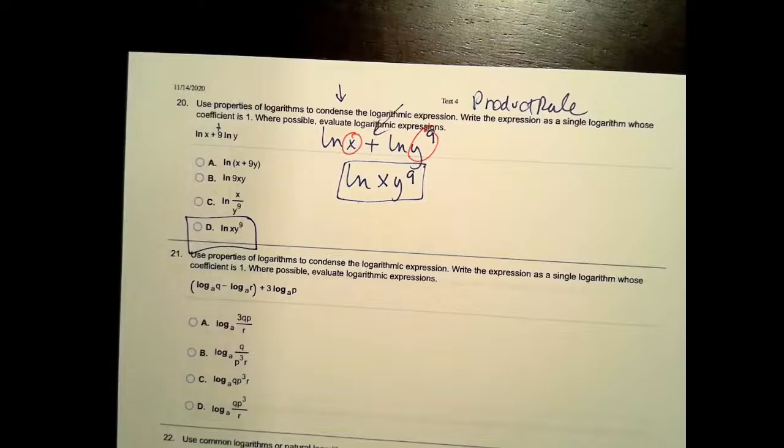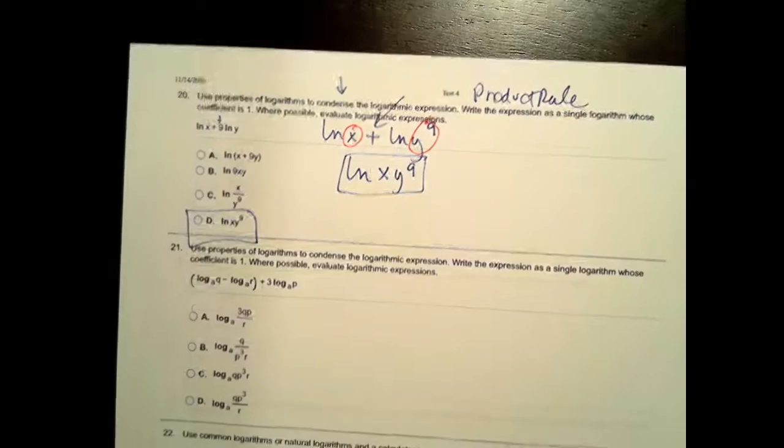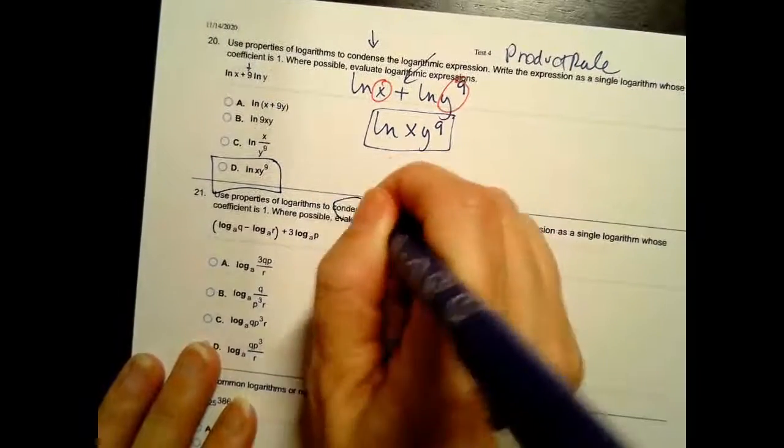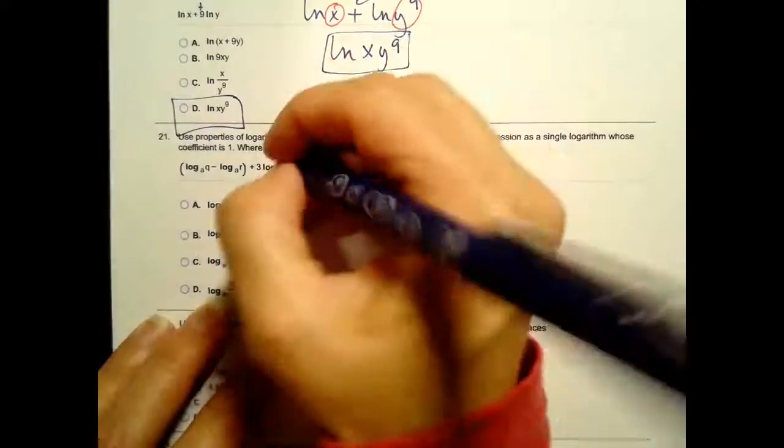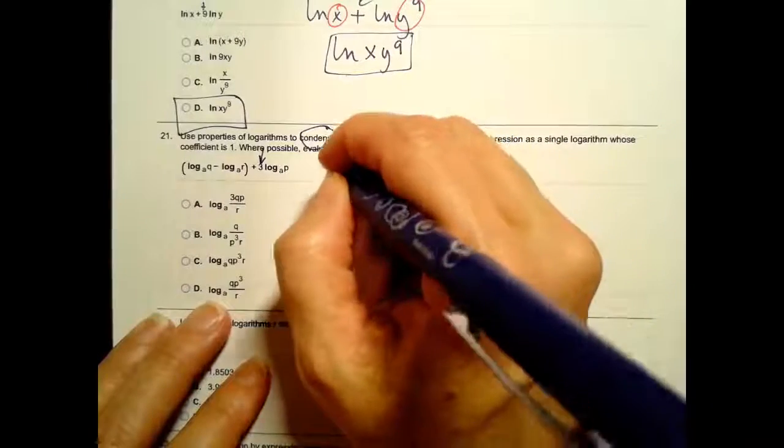Okay, so for this next one, we've got four things that we're going to be doing. So they want us to condense again. I'm going to use our rules and condense. So first thing is I see a number out front, which means it was a power. So I'm going to do that first.